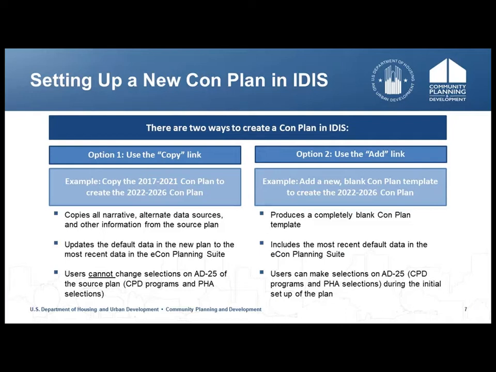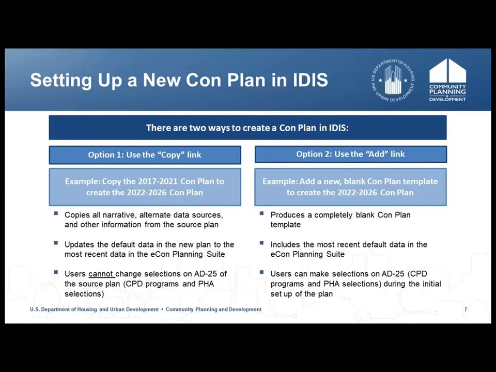jurisdiction. For option one, you would create your new con plan by copying a previous con plan in the system. Copying a plan retains most of the information from the source plan, including the source plan's narrative, any alternate data sources, and the CPD program selections, while updating the default data in the new con plan to the most current default data that is in the eCon Planning Suite. You will need to manually update the narrative throughout the template to ensure that it still reflects current conditions.